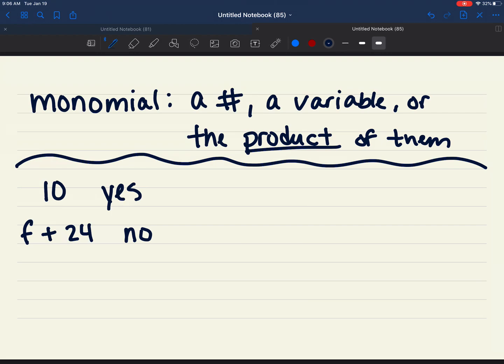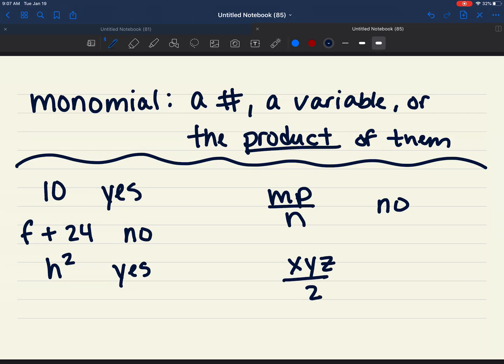How many terms are there in that? Two. So instead of a monomial, it would be a binomial. Okay? Two terms. What about h squared? Yes, because h squared is what? H times h. What about m times p over n? No.